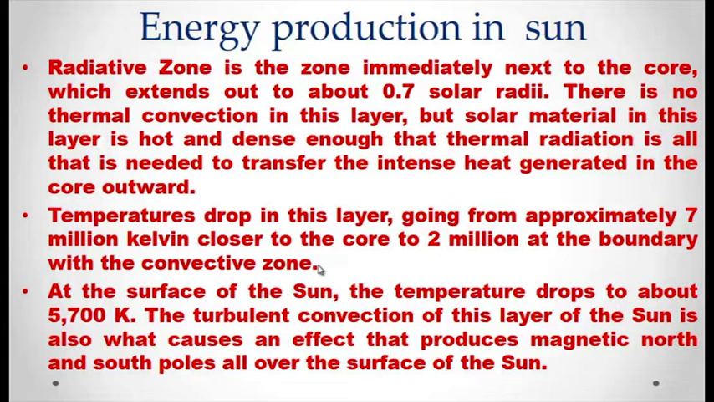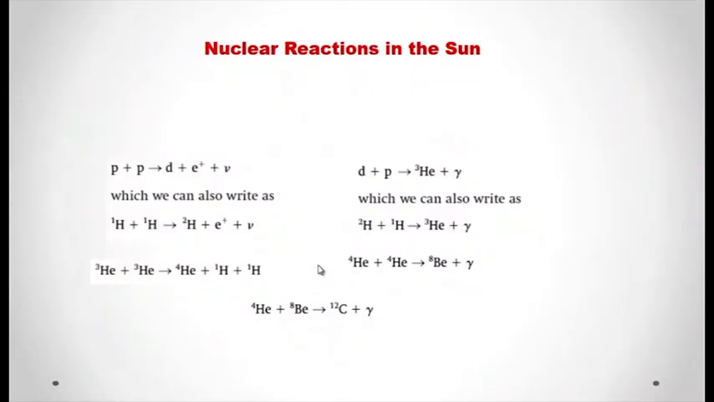The turbulent convection of this layer of the sun is also what causes an effect that produces magnetic north and south poles all over the surface of the sun. So the magnetic field in the sun is due to the turbulent convection of the layer. These are the nuclear reactions produced in the sun.